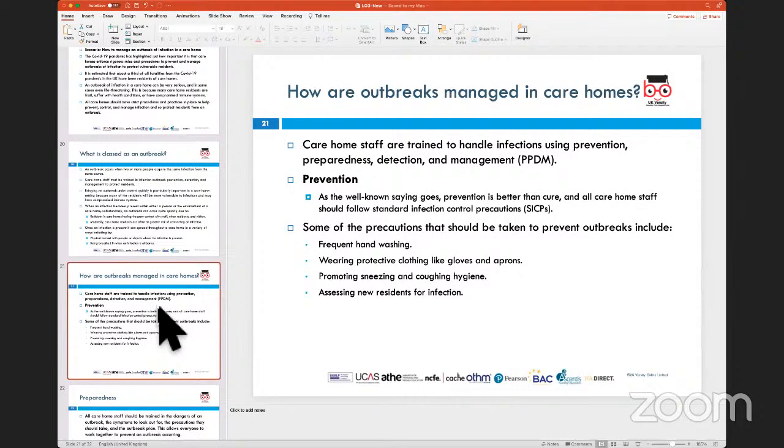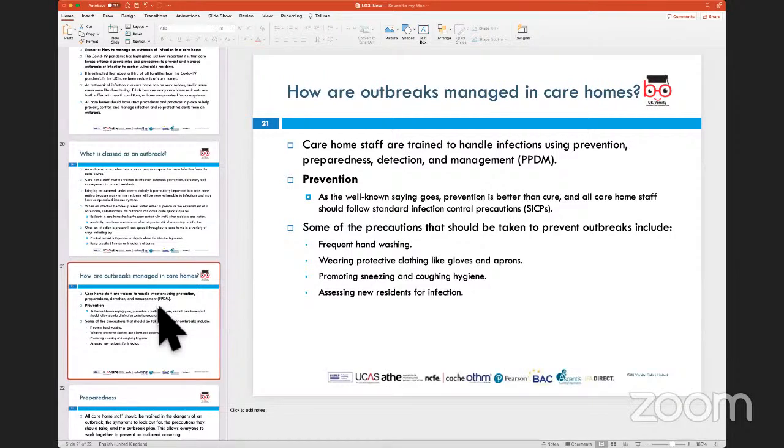Now, when we talk about care homes and how outbreaks are managed, there is a process which the government has mandated, and that process in terms of how an infection or an outbreak is managed within a health and social care setting like a care home tends to be called the PPDM. That means you need to prevent, you need to prepare, you need to detect, and you need to manage. And that is how an outbreak in a care home or any sort of health and social care setting is managed or brought under control. This process, on which all staff are essentially trained, is called the PPDM: prevent, prepare, detect, and manage.